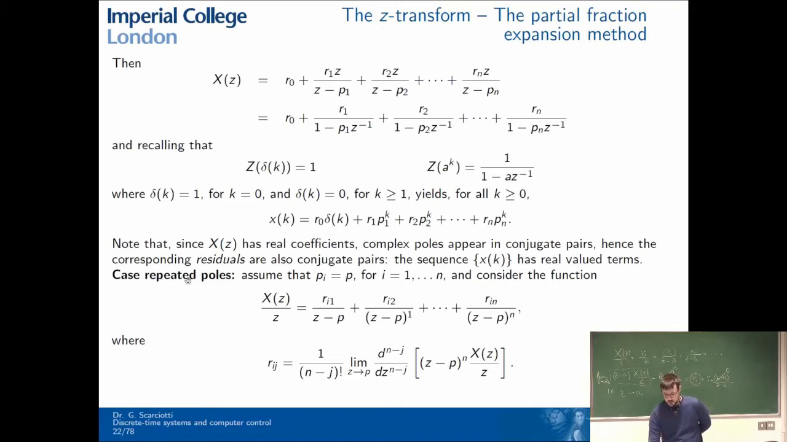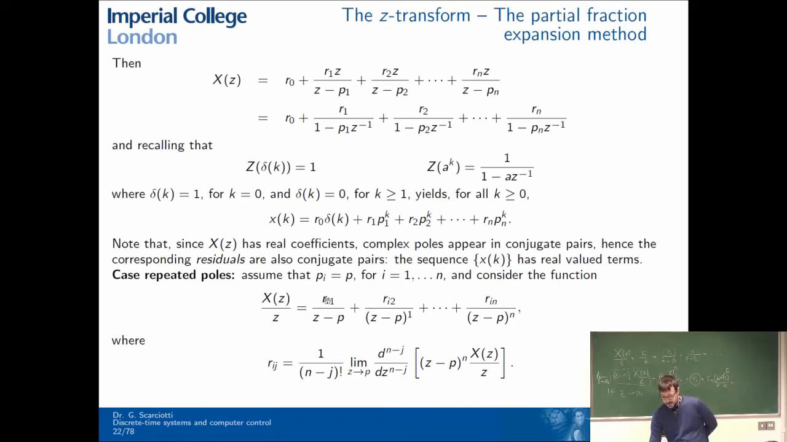What happens when you have a repeated pole? Let's assume that in this case we have only one pole, but this pole is repeated n times. So we do the usual trick of taking X(z) and dividing it by z, and we want to find the residuals for this decomposition when we have the pole p, only one pole, but repeated n times.